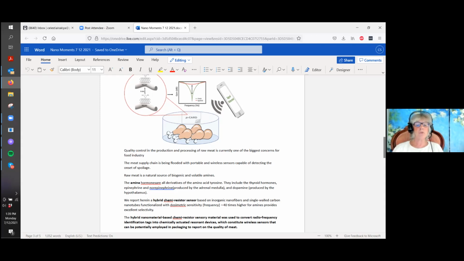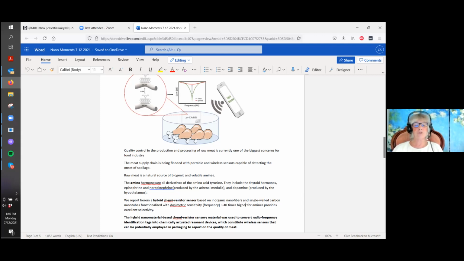So quality control in the production and processing of raw meat is currently one of the biggest concerns for the food industry. Actually, it's for the corporate and global handlers, but they put it off on the food industry. So the meat supply chain is being flooded with portable and wireless sensors capable of detecting the onset of spoilage. This began with the Bioterrorism Act of 2001, or no, 2002. Sorry, the Bioterrorism Act of 2002.